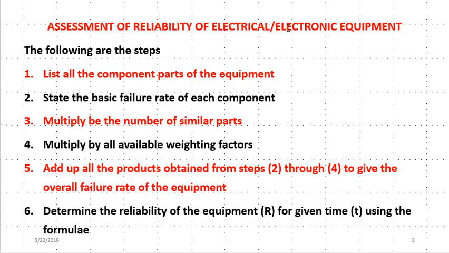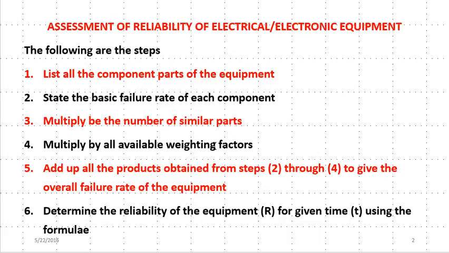As we all know, an equipment is made up of different components. So if we want to assess the level of its reliability, these are the steps that we should follow. The first thing is to give a list of all the components in the equipment and also state the basic failure rate of each of the components, and then multiply each by the number of components of the same type we have, like resistors, multiplied by whatever they are, 20, 30, and then multiply by all the available weighting factors given.